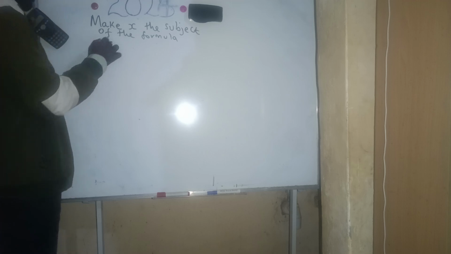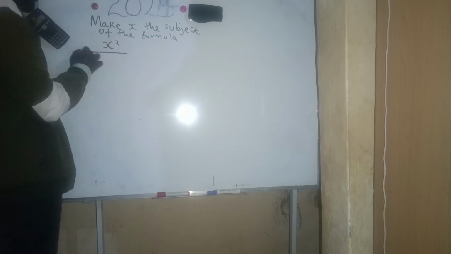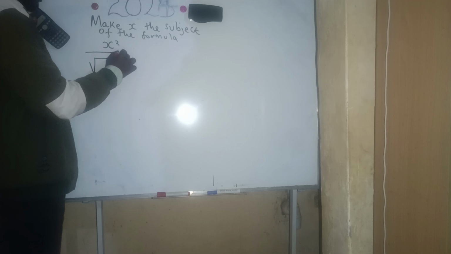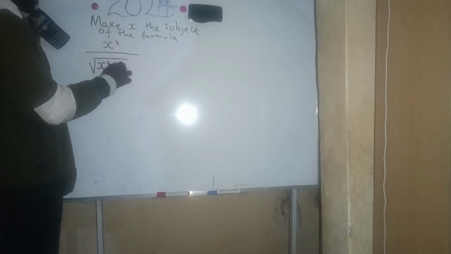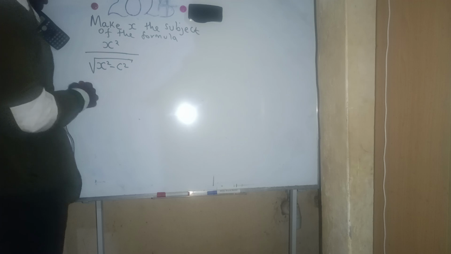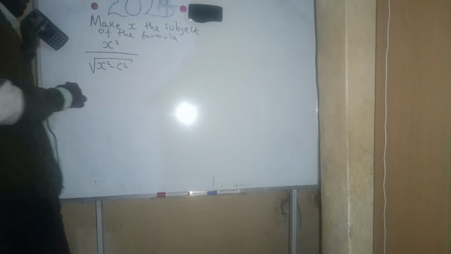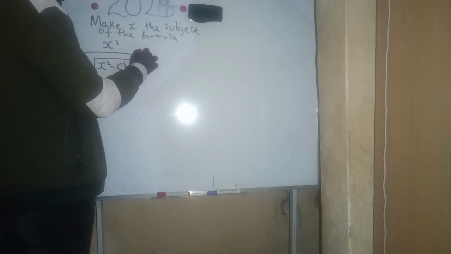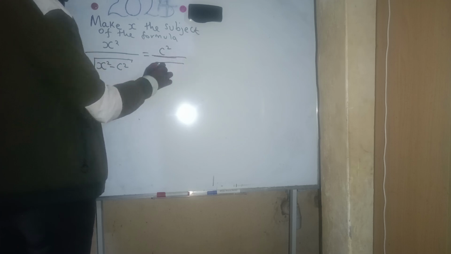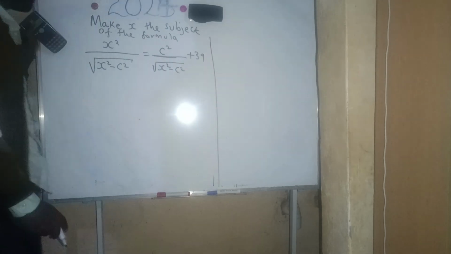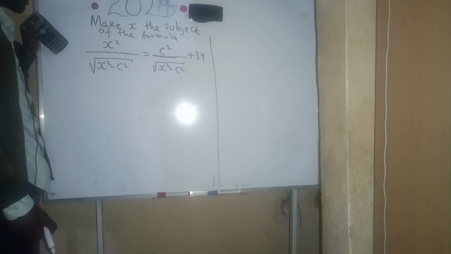It was x squared over the square root of x squared minus c squared, all under that root, is equal to c squared over the square root of x squared minus c squared, then plus 39. You want to make x the subject of the formula.